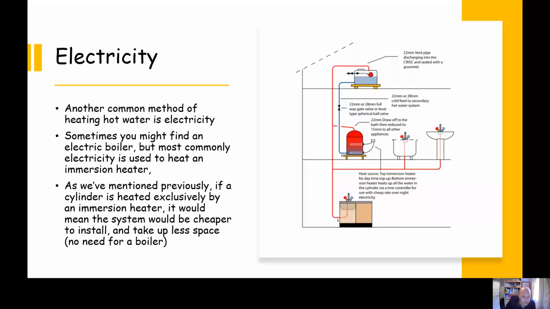Worth noting, if a system is heated exclusively by immersion heaters, it's going to be cheaper to install, and it's going to take up less space because there's no requirement for a boiler.